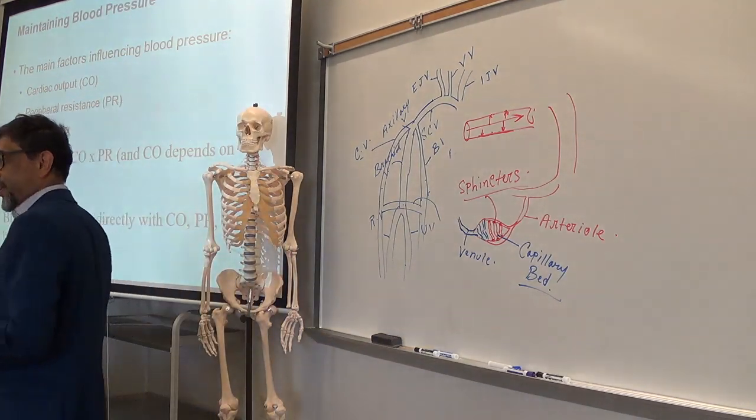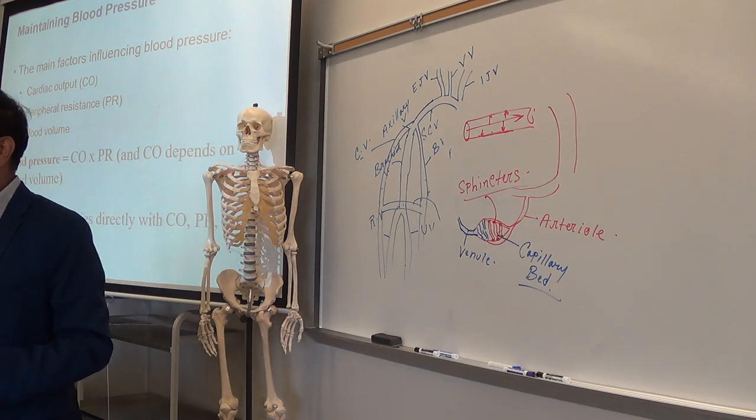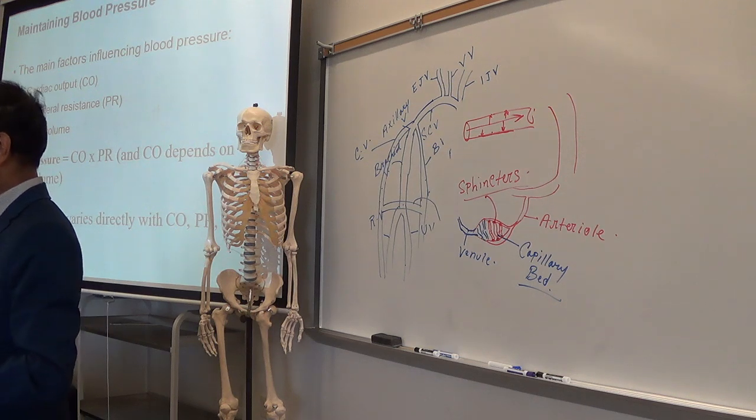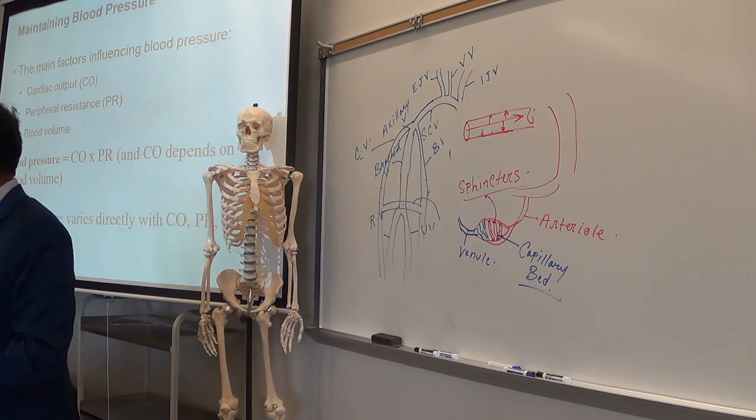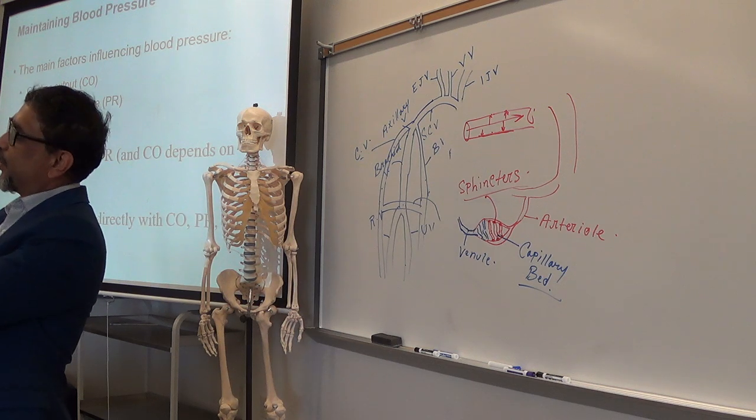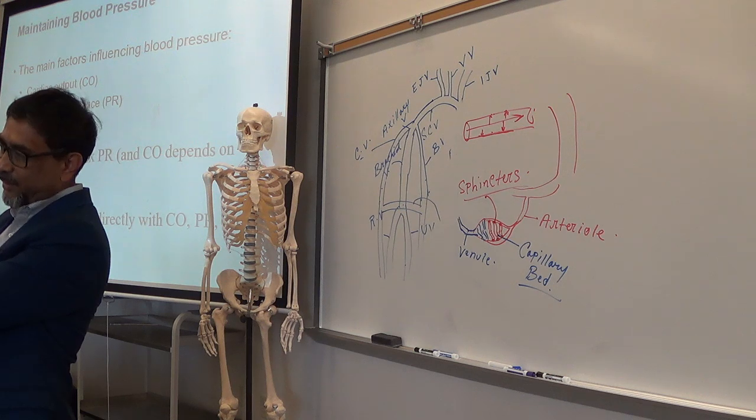And peripheral resistance. Peripheral is related to heart or blood vessels? Blood vessels, right? Peripheral. Center is the heart, right? Peripheral is the blood vessel. So peripheral resistance is the resistance the blood is getting in the arteries, okay? The wall of the artery.